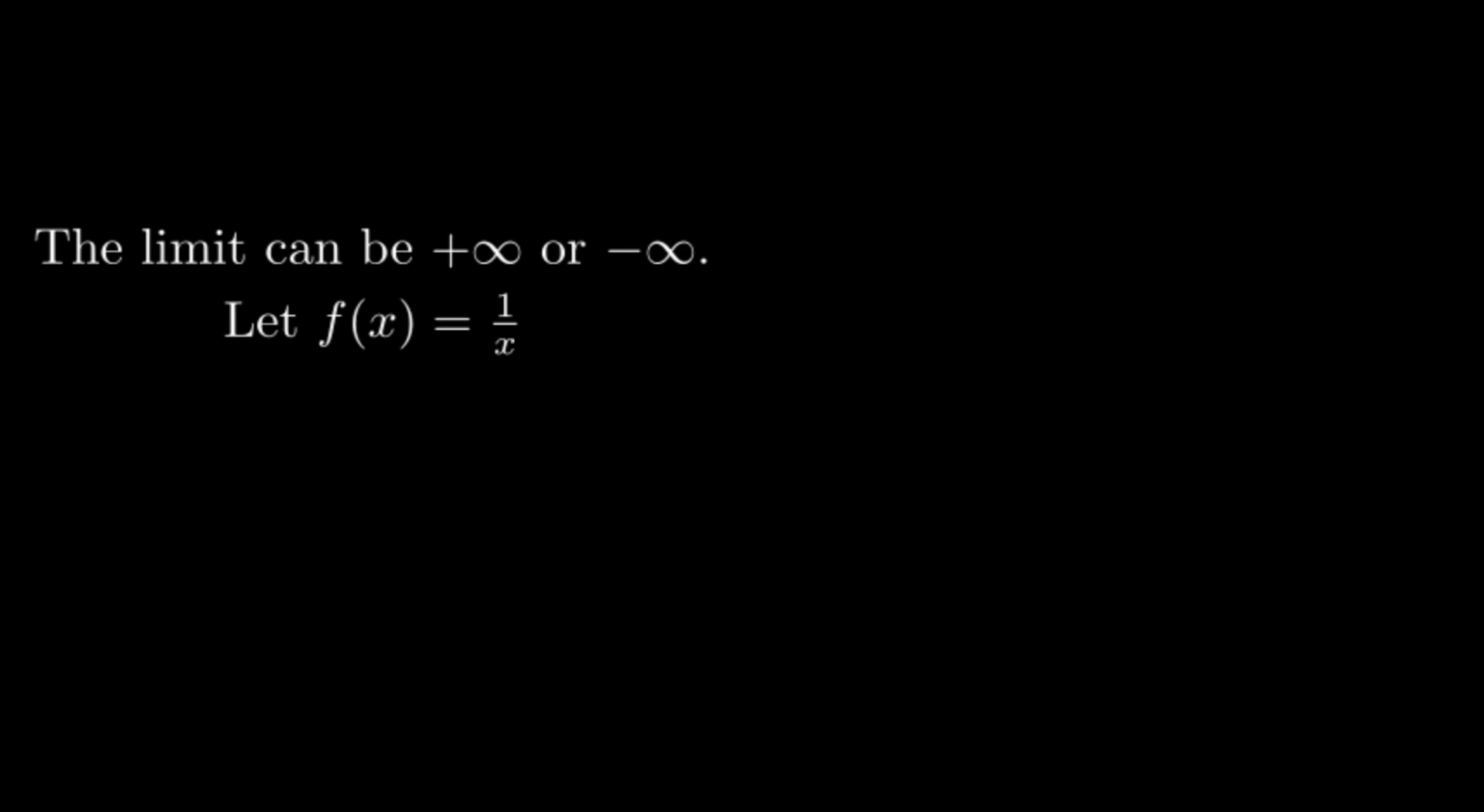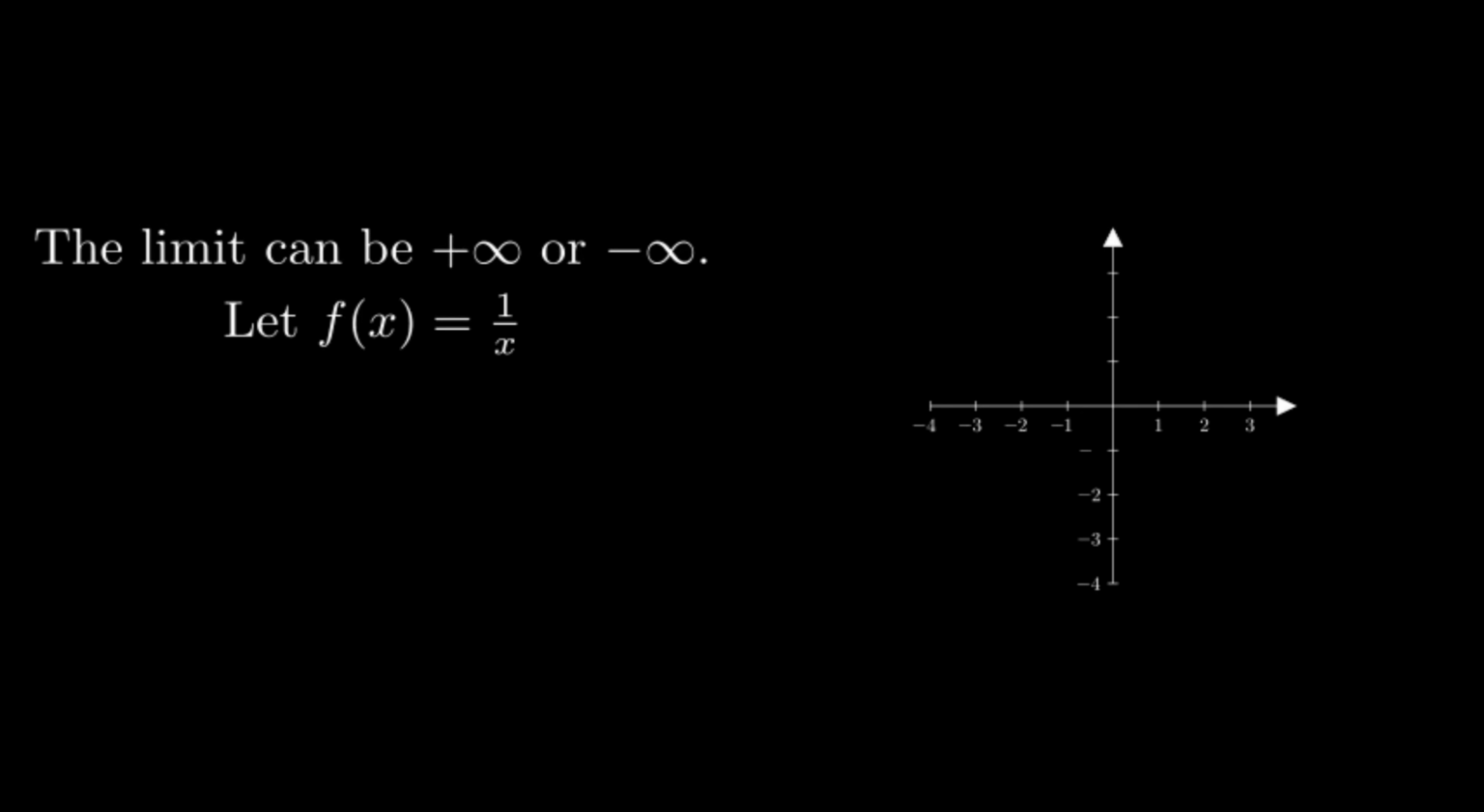Now, what happens if a function doesn't approach a nice finite number? What if it blows up and goes to infinity? This is also possible. A limit can be positive infinity or negative infinity. Let's look at a classic example. Consider the function f of x equals 1 over x. Here's the graph of the function.